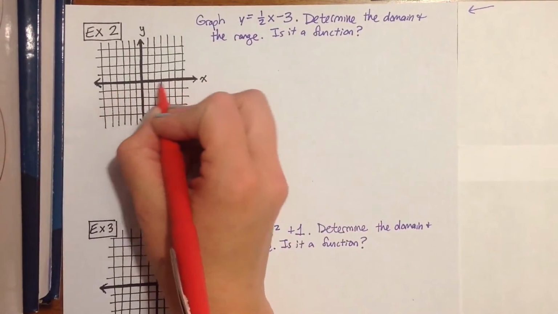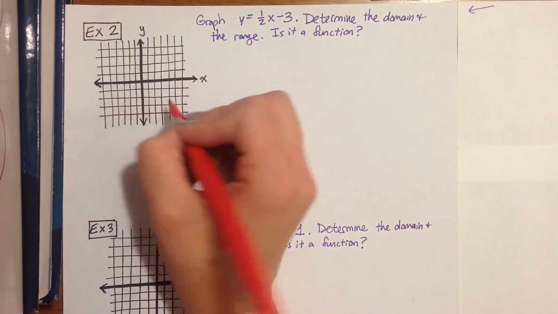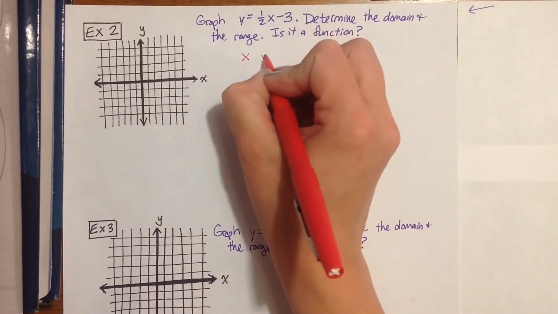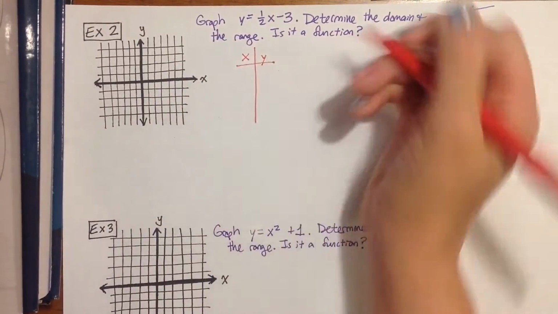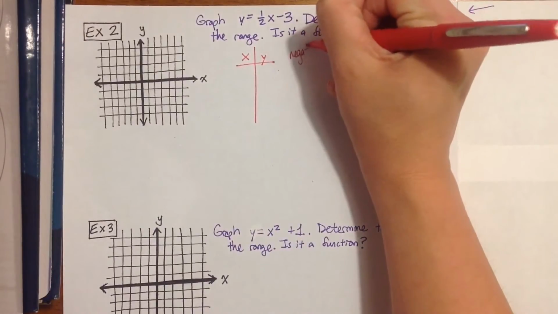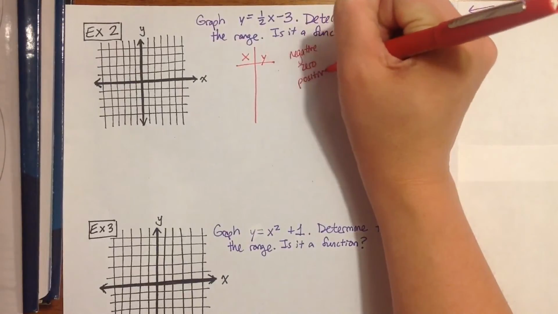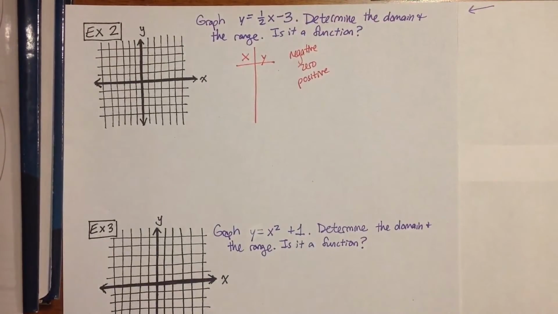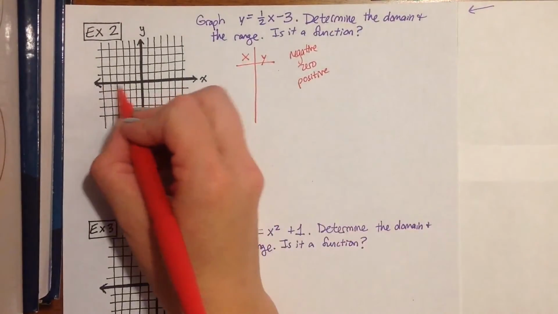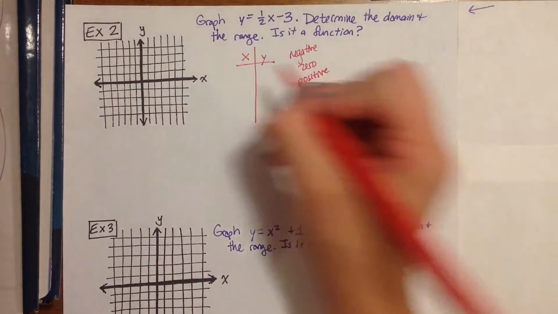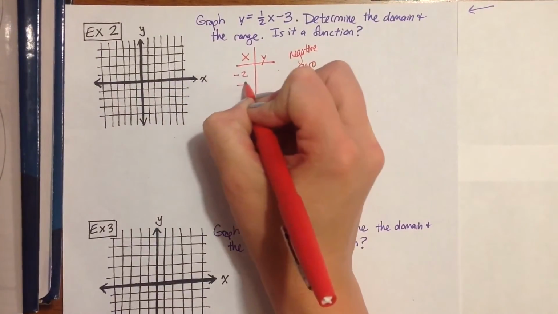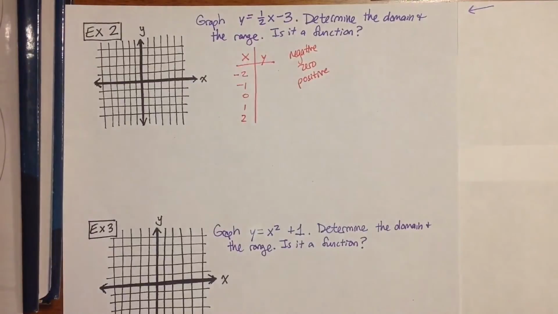Again, let's assume that each one of these is 1 unit tall and wide. So when we do an xy table, I recommend some negative numbers, try 0, and some positive numbers. That gives you a good domain to work with, a good amount of x values to try. So 5 points is usually good. I'm just going to stick with those guys.